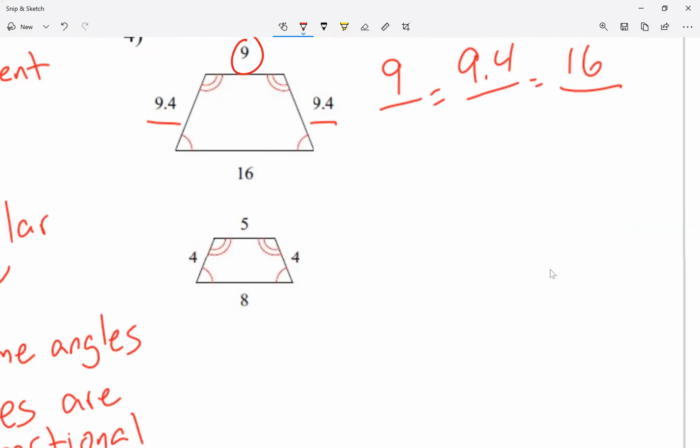Now 9 is corresponding with 5, so I'm going to write a 5 here. 9.4 is corresponding with 4, and 16 is corresponding with 8. Okay, so my cross multiplying works only with two fractions at the same time.